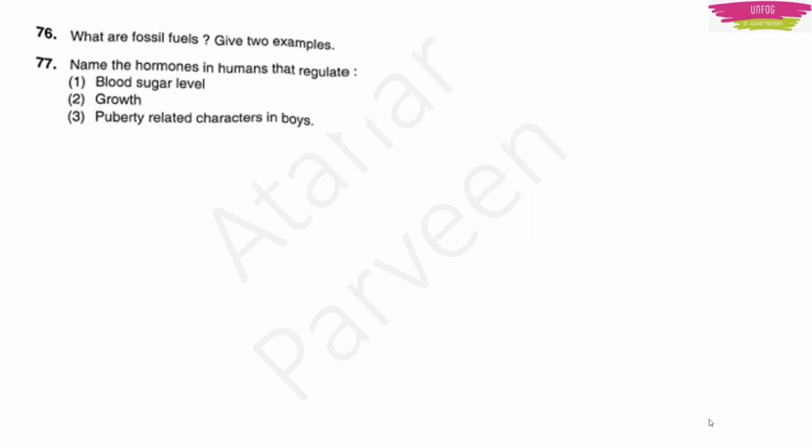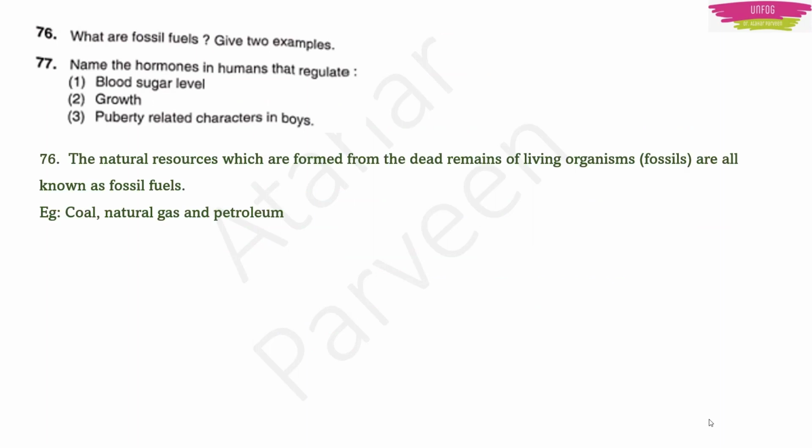Next question, what are fossil fuels? Give 2 examples. Natural resources which are formed from the dead remains of living organisms are called fossils, right? They are all known as fossil fuels. These natural resources are known as fossil fuels. Examples for fossil fuels are coal, natural gas, petroleum and so on.